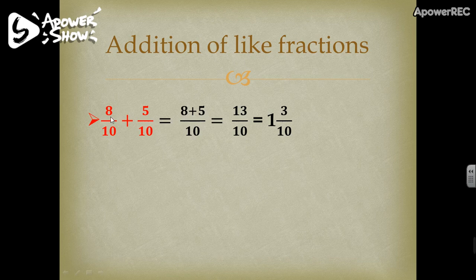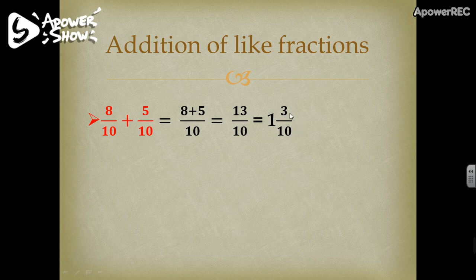So by adding 8 by 10 and 5 by 10, we get 8 plus 5 by 10, and 8 plus 5 is equal to 13. So 8 by 10 plus 5 by 10 is equal to 13 by 10. Now this 13 by 10 is an improper fraction, and you have to express this improper fraction as a mixed fraction. For that, you have to divide 13 by 10, and after division your quotient comes out to be 1, the remainder is 3, and the divisor is 10.